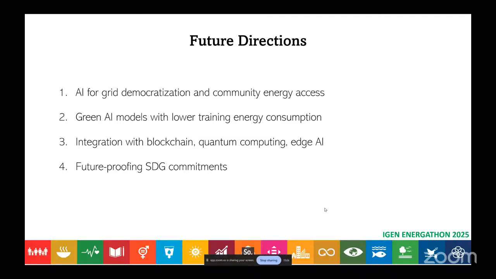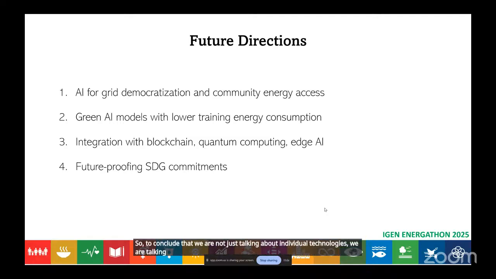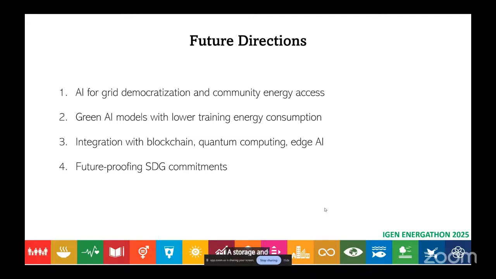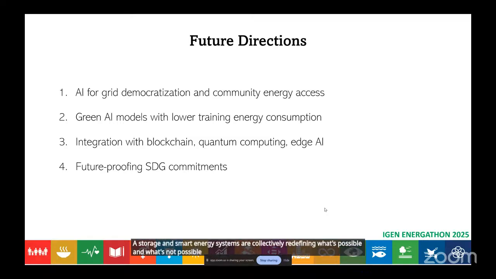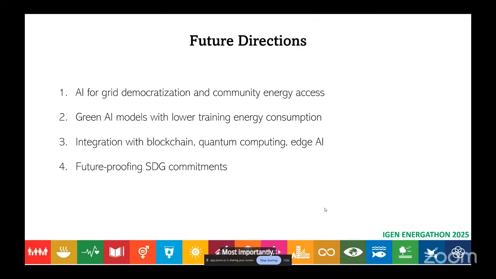So to conclude, we are not just talking about individual technologies; we are talking about a foundational shift in how societies manage, distribute, and consume energy. AI, storage, and smart energy systems are collectively redefining what's possible and what's not possible. They are making infrastructure more intelligent, energy more equitable, and cities more sustainable. Most importantly, they provide a very clear pathway towards achieving the sustainable development goals.